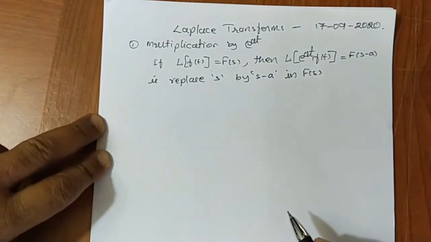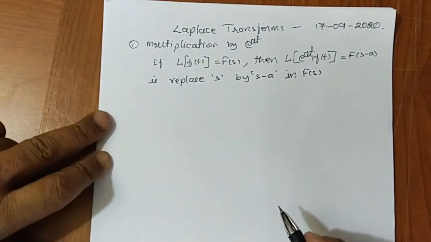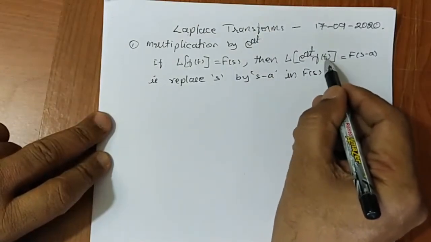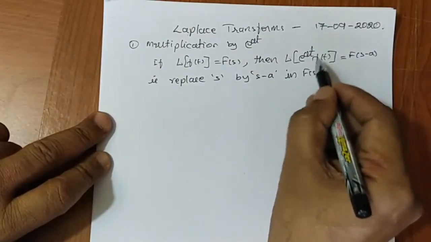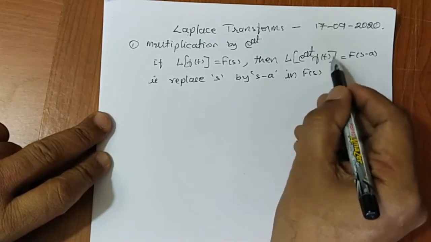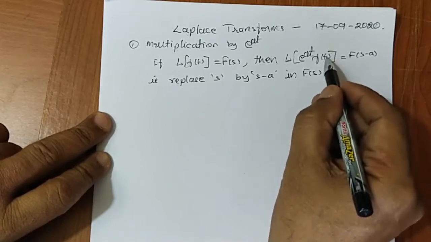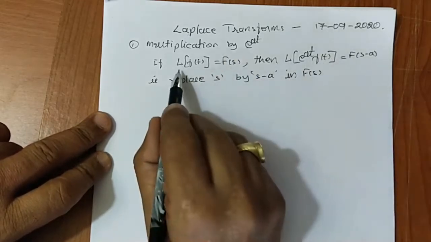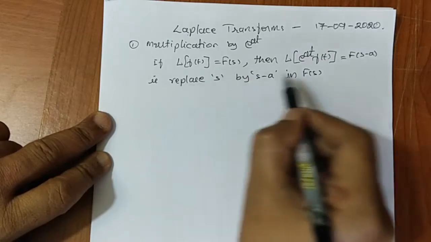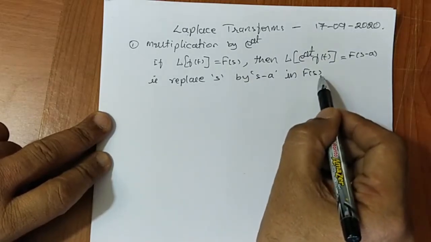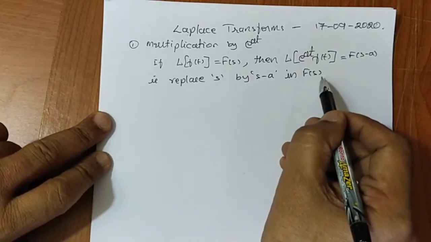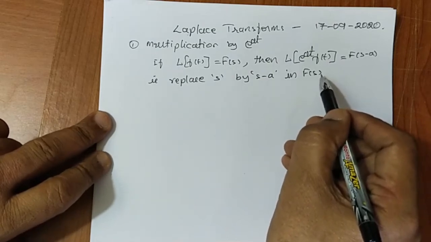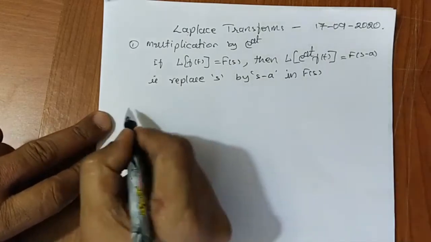So in such cases, first you have to identify the function f of t, that is, in e raised to at times f of t, I should consider f of t. Then find L of f of t, then replace s by s minus a. That is your step by step procedure.